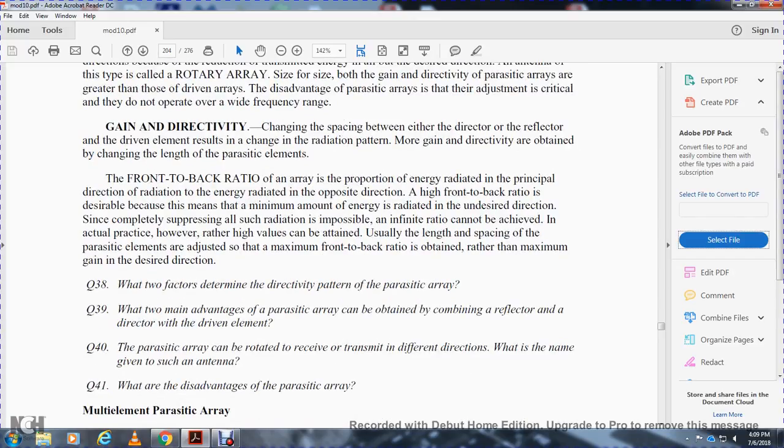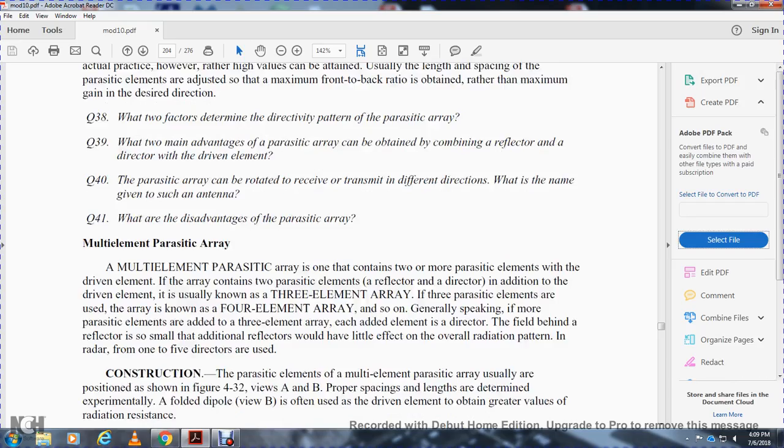Front to back ratio: for an array, it is the proportion of the energy radiated in the principal direction to the energy radiated in the opposite direction. A high front to back ratio is desired because it means a minimum amount of energy is radiated in the undesired direction. Since complete suppression of such radiation is impossible, an infinite ratio cannot be achieved. In actual practice, however, high values can be obtained. Usually, the length and spacing of the parasitic elements are adjusted for the maximum front to back ratio rather than the maximum gain in the desired direction.